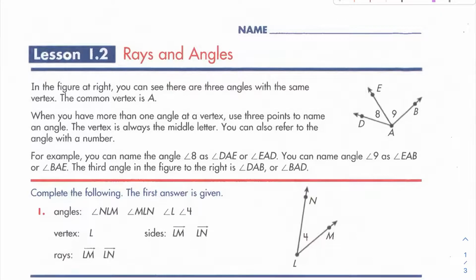You can also refer to an angle with a number if there is a number given in the picture. So for example, you can name the angle 8 as angle DAE. Notice A, the vertex is in the middle. Or you can name it angle EAD. You can name angle 9 as angle EAB or angle BAE. Again, notice for both of those A, the vertex was in the middle. There is a third angle in this figure on the right, which is angle DAB, or you could name it angle BAD. Both of those are representing the same angle.